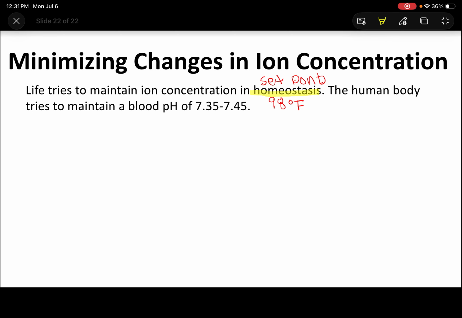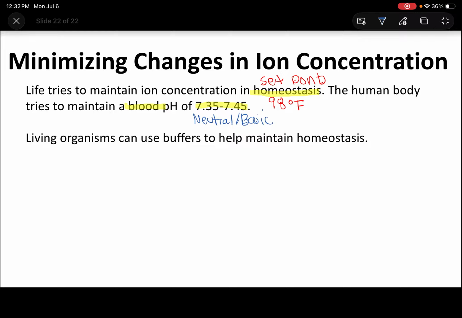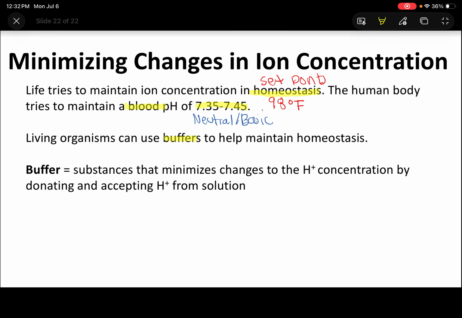So, for example, our blood has a pH of 7.35 to 7.45. So this is neutral, maybe a little basic. If our pH goes outside of this range, that is really dangerous for us. It can lead to severe injury and even death. And so being able to control our blood pH is super essential. Our body does this using something called buffers. Buffers are defined as substances that minimize changes to the hydrogen ion concentration.